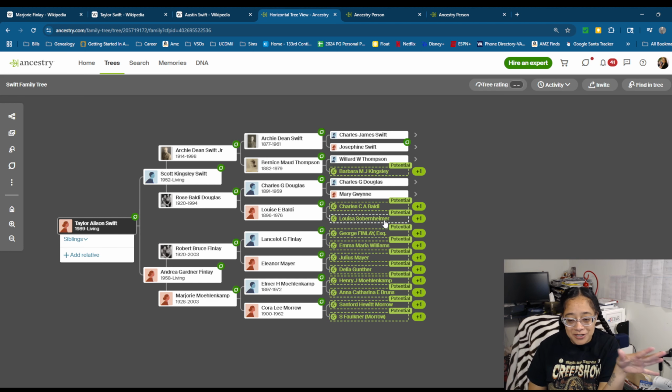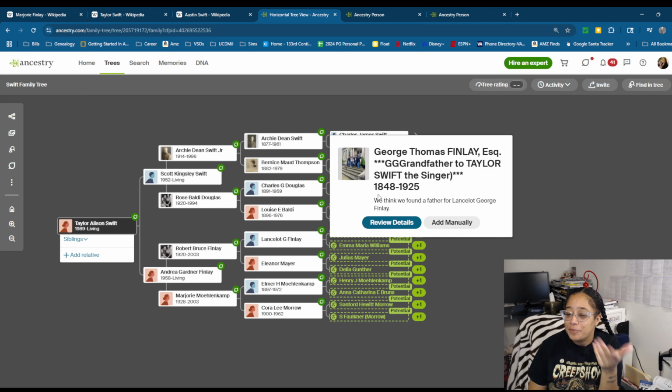Love it. And some of them are still potential, but just by entering this information and accepting the hints that Ancestry already had, we're like up to the 5th generation, which is always satisfying for me personally. Like these are people who were born in the mid 1800s, right?